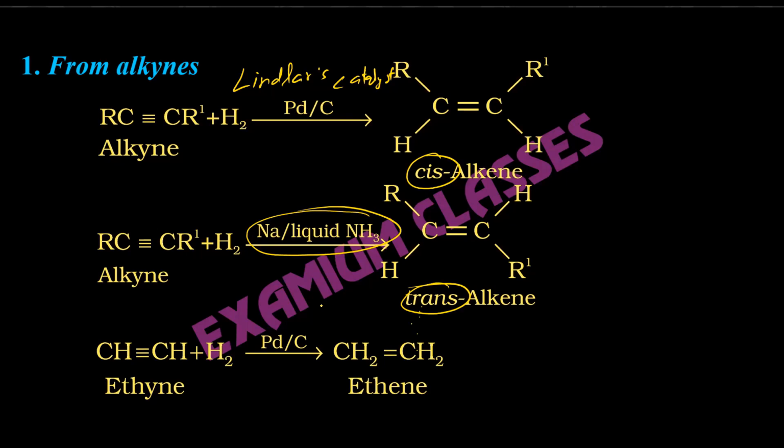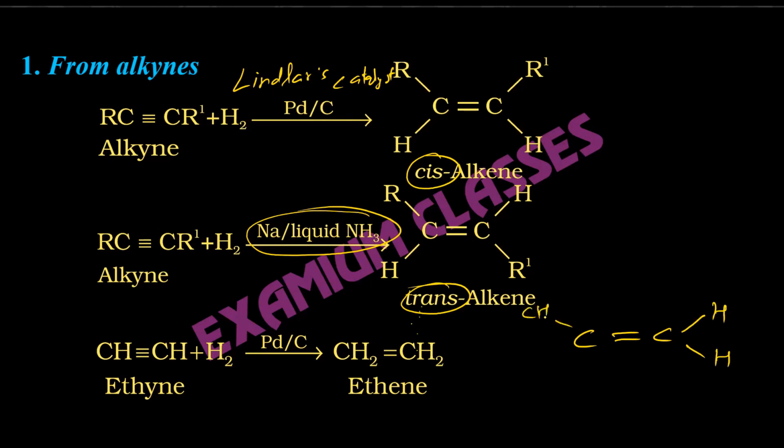So the triple bond will get converted to a double bond. In this case, there is nothing like cis and trans, because you can't have two on the same side and two on the opposite side. Remember the trick. If you have two same groups attached on any carbon of the double bond, here you have CH2, it can never show cis and trans form, meaning it cannot show geometrical isomerism. The reason is very simple.